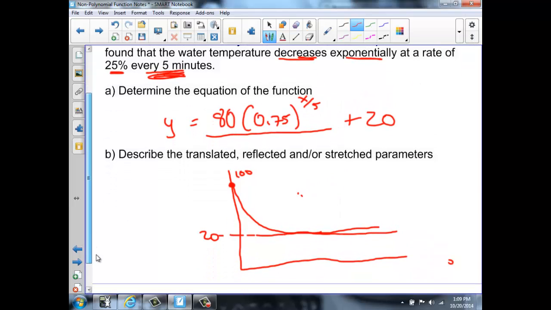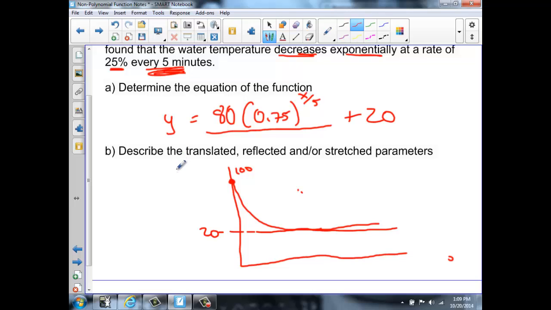Okay, last question here, then we're going to take a break. This graph has been translated and reflected and stretched. I need you guys to be able to explain what's happened. So, for example, what does this plus 20 mean? Okay, so a vertical translation up of 20 units. What about this 80? What does that 80 do to the graph? Okay, so a vertical stretch by a factor of 80 over the x-axis.